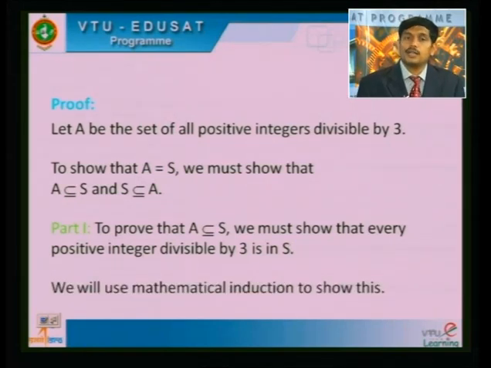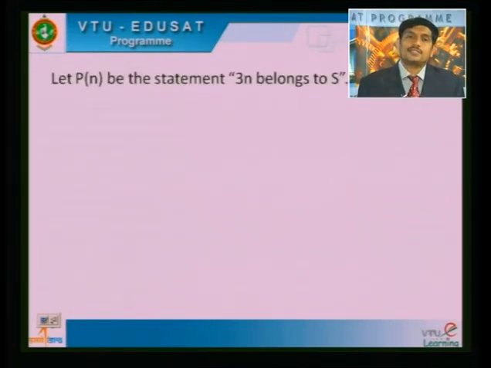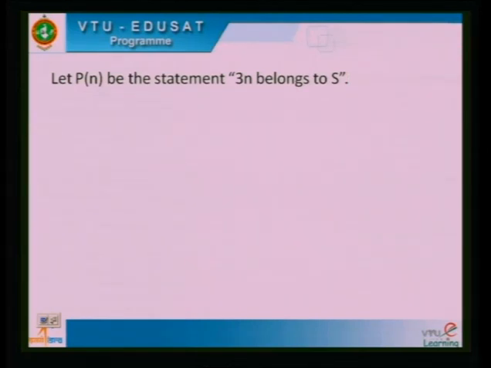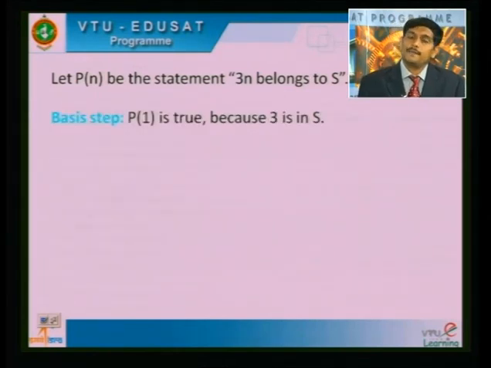We will use mathematical induction to show this. Let P(n) be the statement that 3n belongs to S. What is the basis step? First we check that P(1) is true. You know that in mathematical induction there are two steps: one is the basis step, another is the induction step. Here we start with the basis step, put n equal to 1, and we get P(1) is true because 3 is in S.